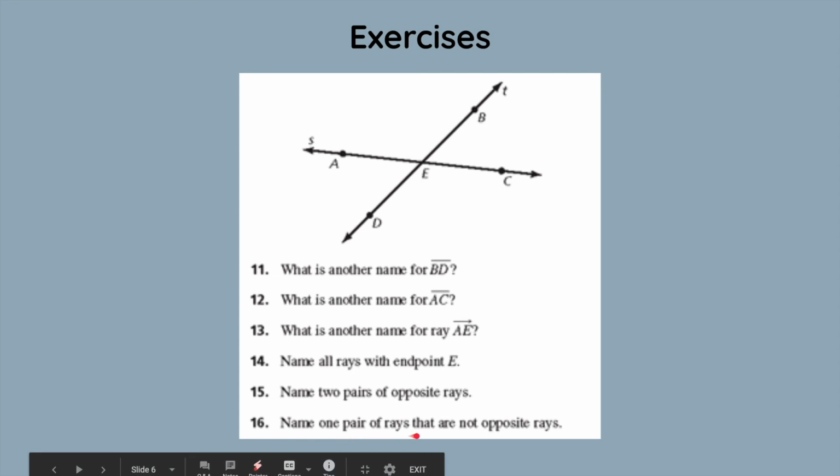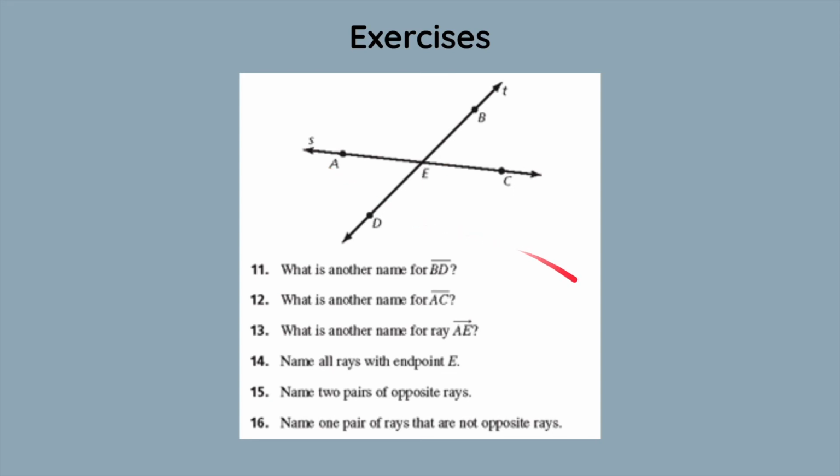Name 1 pair of rays that are not opposite rays. So, for example, this could be 2 things in this diagram. We have ray EC and ray ED. Those would not be considered opposite rays. Likewise, ray EB and ray EA would not be considered opposite rays because they do not form a line and they're not directly opposite from each other.